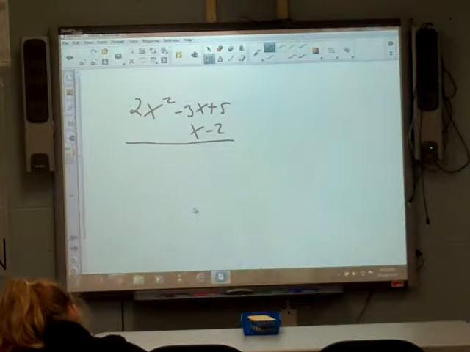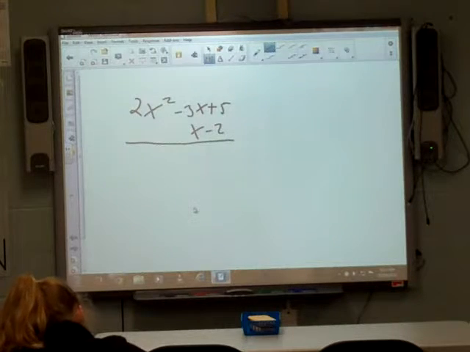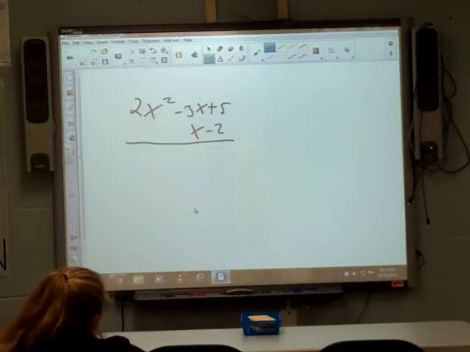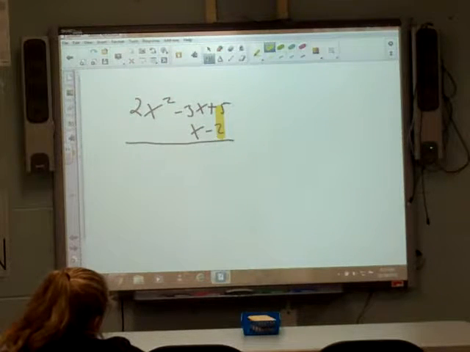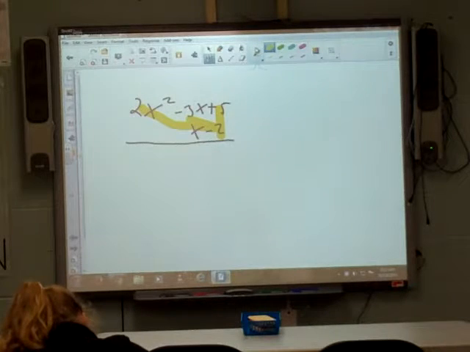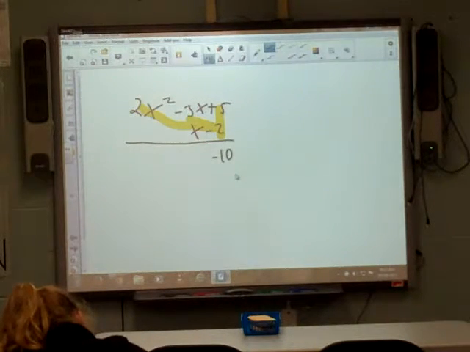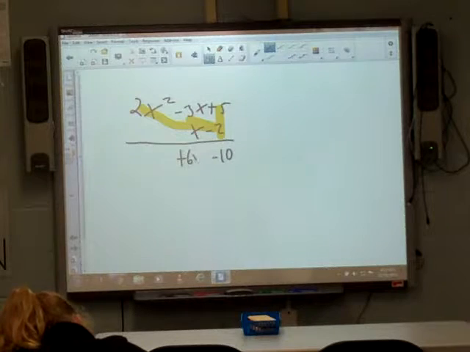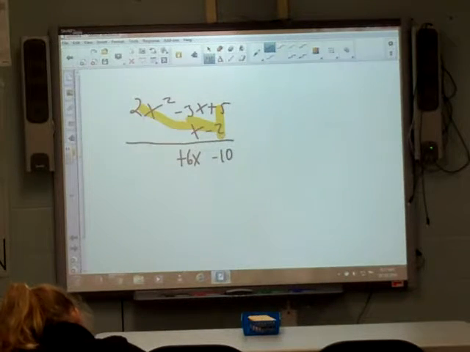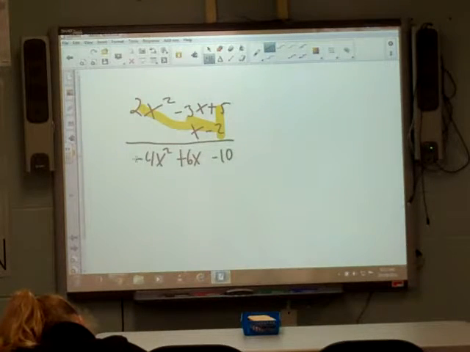Okay? This is how you learn to multiply with things that had 3 digits and 2 digits when you were a little tot. You're going to take this negative 2 that's down here. You're going to multiply it times all 3 of those terms. Okay? So here we go. Negative 2 times 5 is negative 10. Negative 2 times negative 3x is a positive 6x. Negative 2 times 2x squared is a negative 4x squared.